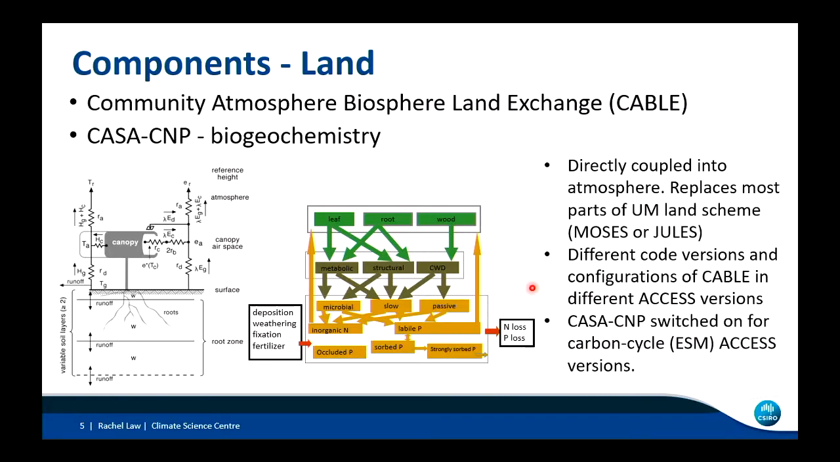Different code versions and configurations of CABLE are used in different ACCESS versions depending on the need, and this biogeochemistry, the CASA-CNP, is just switched on when we want to do the carbon cycle.